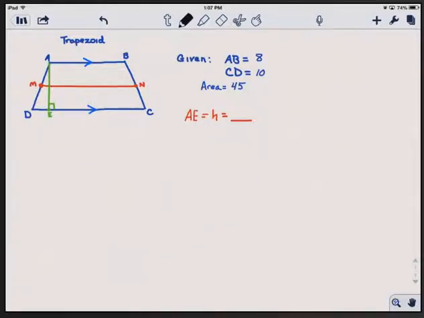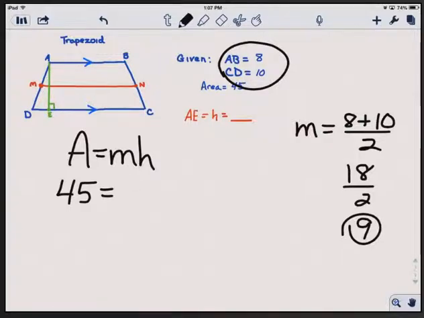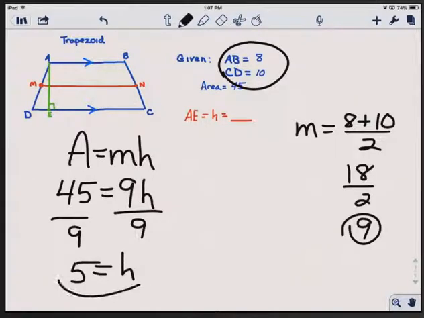Next problem. Area equals the median times the height. So in this case, the area is given, that's 45. The median is the average of the two bases, so just like before, we'll go off to the side and find the average of 8 and 10 and divide that by 2. Well, we'll find the average by adding and dividing by 2. So we have 18 divided by 2, the median is equal to 9. Times the height, which is the answer to the question. So if 9h equals 45, we divide each side by 9, and we have h is equal to 5. So segment AE is equal to 5.